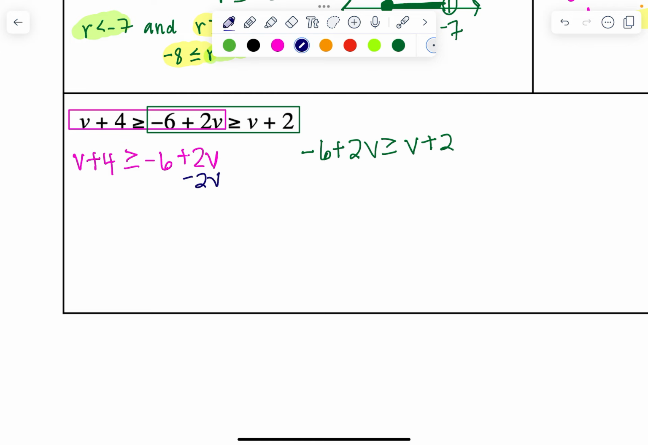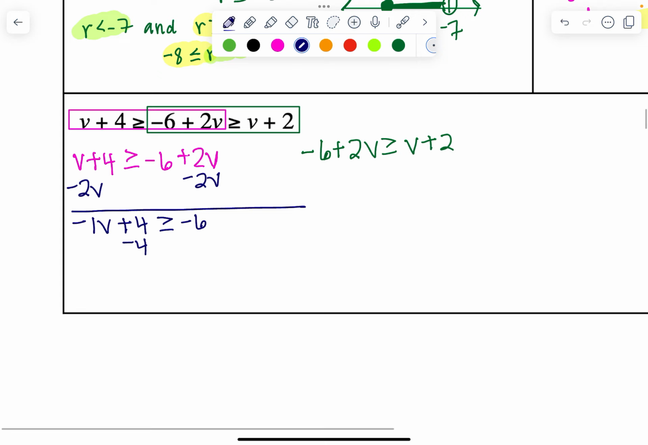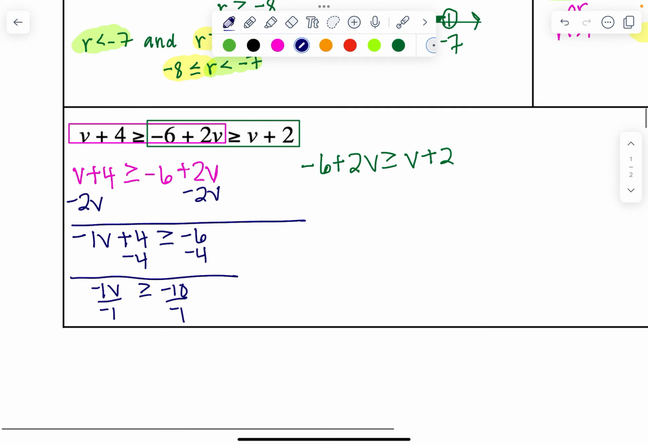I'm going to get all my v's on the same side. So then I have -1v plus 4 greater than or equal to -6. Take away 4, -1v greater than or equal to -10. Dividing by -1. I'm dividing by a negative, which means I need to switch my symbol. So then it's v less than or equal to 10.